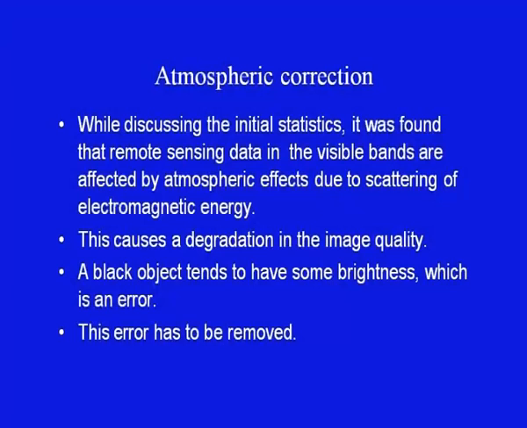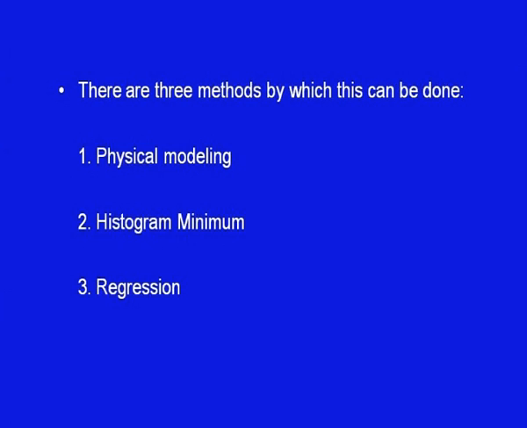First of all, let us look at some of the radiometric corrections which have to be done. First is atmospheric correction. While discussing the initial statistics, it was found that remote sensing data in the visible bands are affected by atmospheric effects due to scattering of the electromagnetic energy. This causes a degradation in the image quality. A black object tends to have some brightness, which is an error. Now, this error has to be removed. So, let us look at how this can be performed.